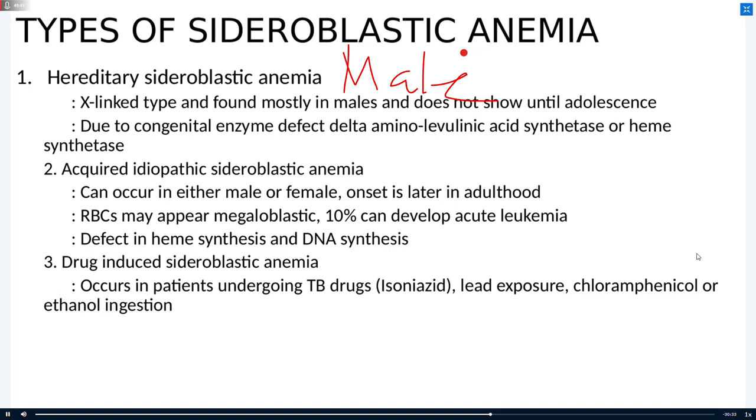Then another one would be your acquired idiopathic sideroblastic anemia. Can occur in either male or female. Onset is later in adulthood. RBCs may appear megaloblastic. 10% can develop acute leukemia. Defect in heme synthesis and DNA synthesis. Another one would be drug-induced sideroblastic anemia. Occurs in patients undergoing TB drugs treatment, lead exposure, chloramphenicol, or ethanol ingestion.